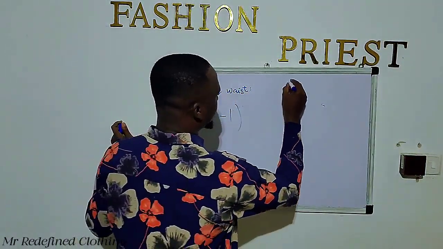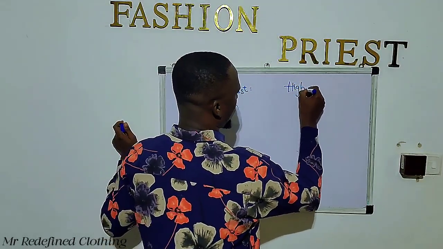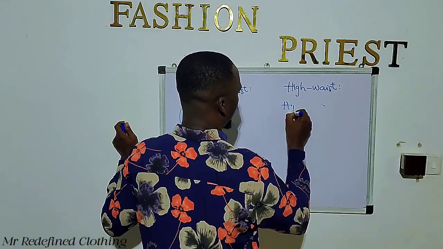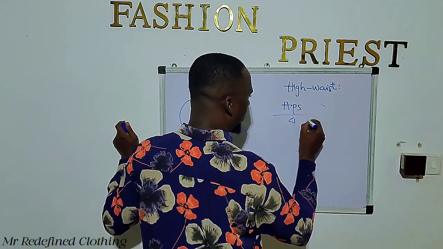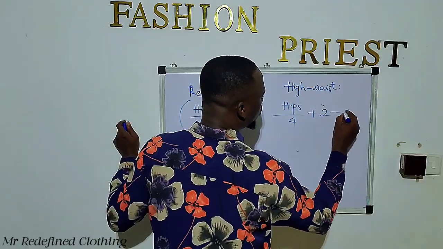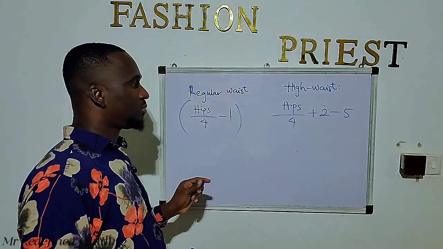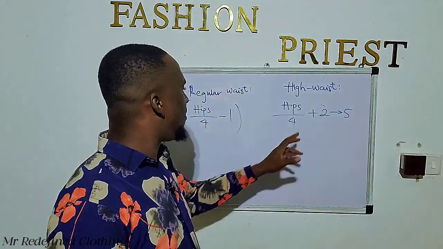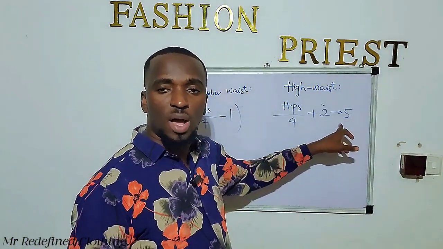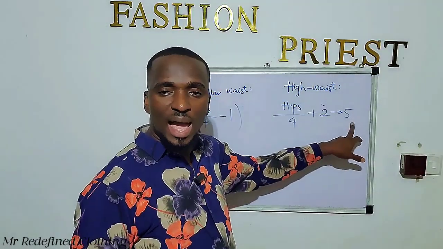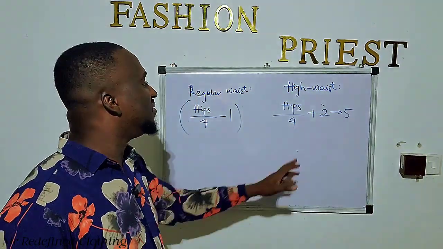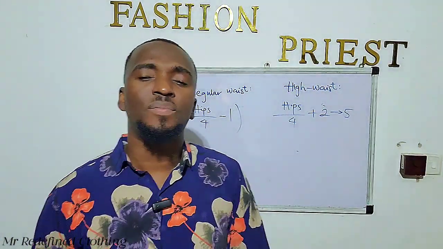Then for high waist, you have hips divided by 4 plus 2 to 5 inches. This is plus 2, not minus, right? Hips over 4 plus 2, or 2.5, or 3, 3.5, 4, 4.5, 5. Now, these values are dependent on the person's height and how high it is.